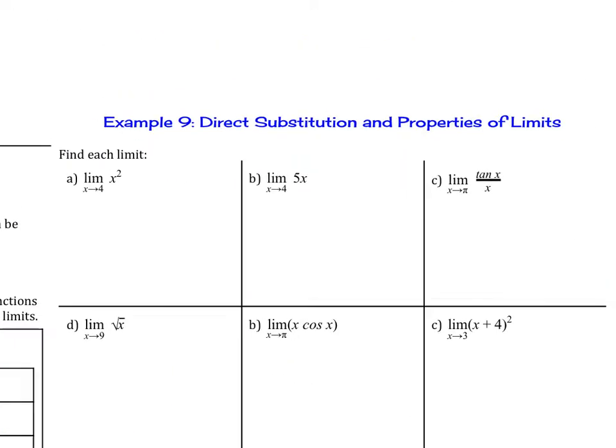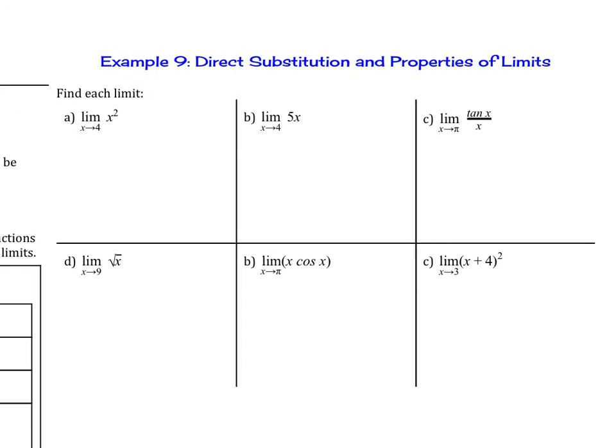Let's try these examples with direct substitution and properties of limits. We're going to find each limit, and here we're just going to substitute directly. We have the limit as x approaches 4 of x squared. We can plug it in because we're not going to get something over 0; it's not going to be undefined. So 4 squared is 16. For this example, it's 5 times 4, so this is 20.